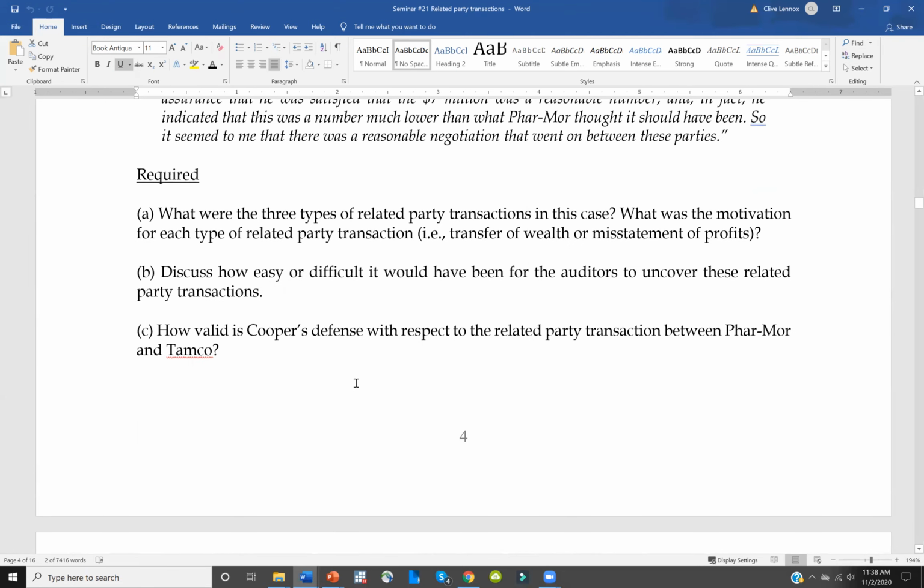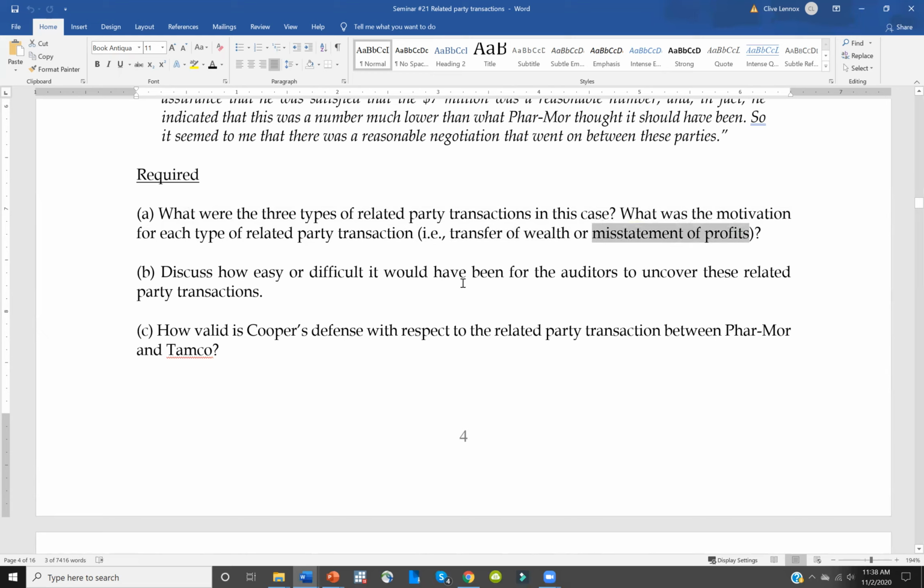Okay, so for this case, what you need to do in part A is explain what were the 3 types of related party transactions. I've just highlighted those for you. And what was the motivation for each type of related party transaction? Was the transaction being designed to transfer wealth, or was the purpose of the transaction to misstate profits?